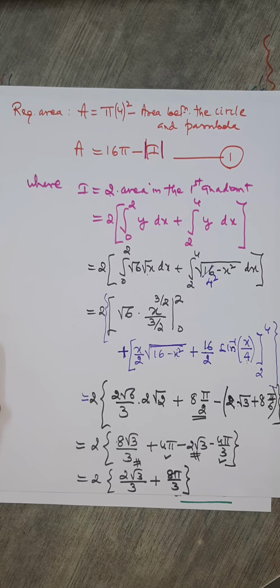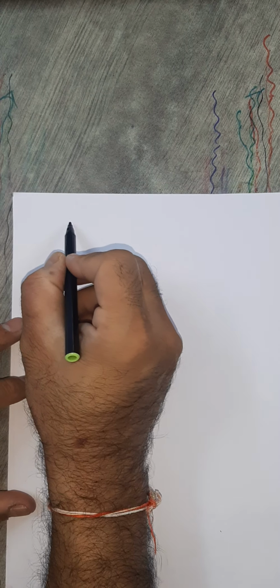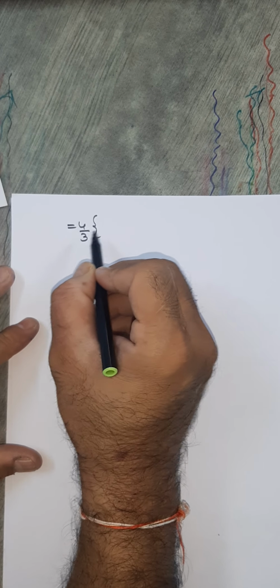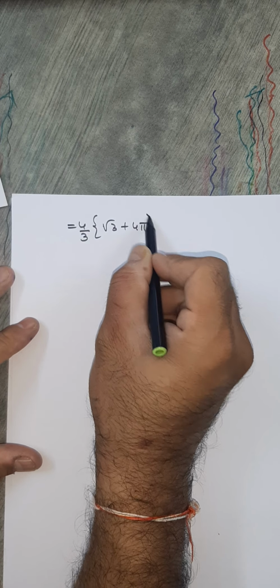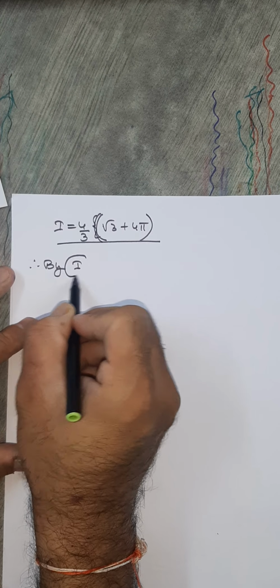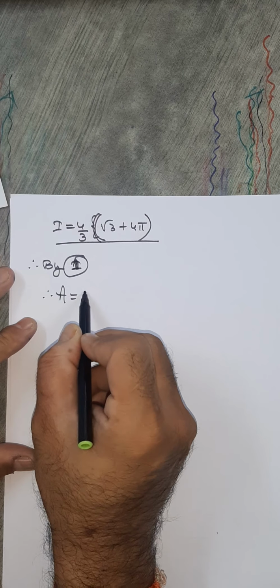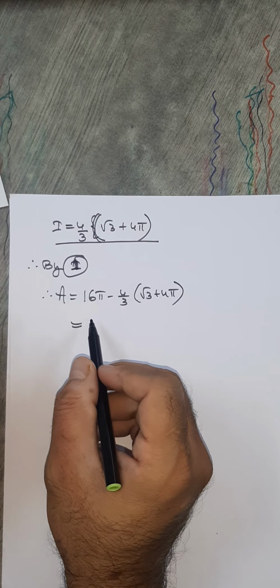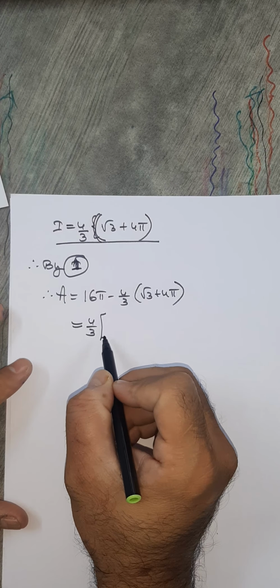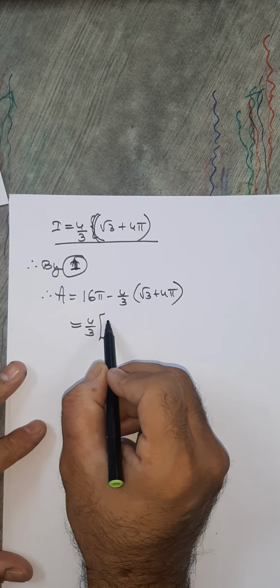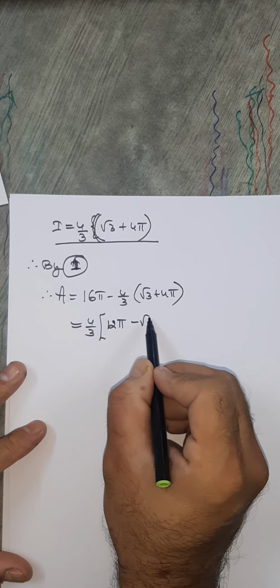You can find 2 common from there, so I'm just taking 2 common. Outside you will get 4 here. If I take 2 common, what will we get inside the bracket? By 3 also you can take common, so 4 by 3, root 3 plus 4 pi. Right. This is I, remember, and therefore by equation 1 the required area equals 16 pi minus 4 by 3 root 3 plus 4 pi. And if you want, you can take 4 by 3 common here. So what will we get here? 4 will come out. So you are left with, I suppose, 12 pi, check, minus root 3 minus 4 pi.